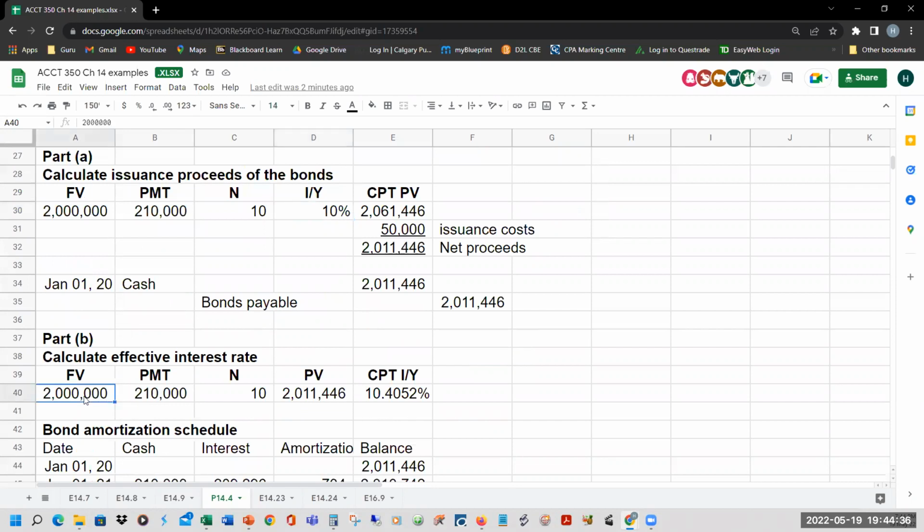So for that, you need to set things up this way. You know that the face value of the bonds is $2 million. That's how much the company will have to repay at the end of 10 years. And every year for 10 years, the company is going to have to pay $210,000, because that's the bond stated rate, 10.5% on $2 million. But the company has received $2,011,446 net at the time it issued the bond. So using those as input, you calculate the rate.